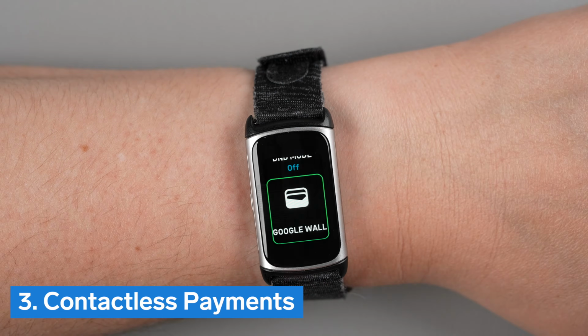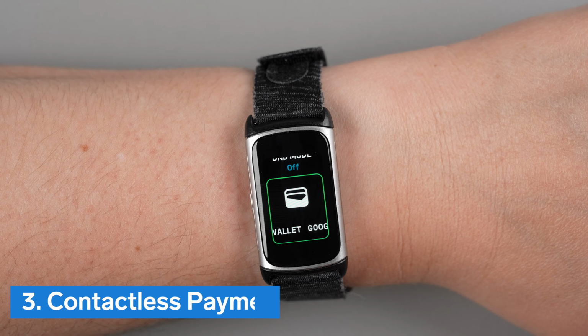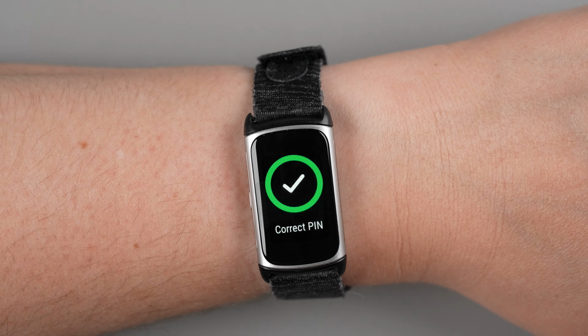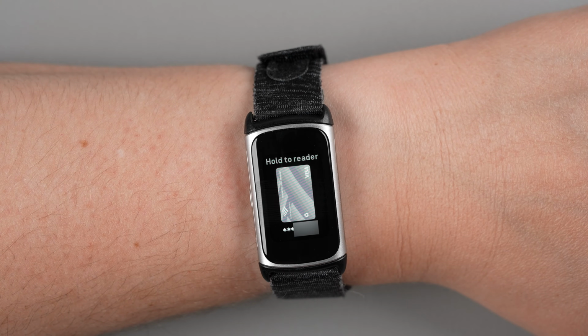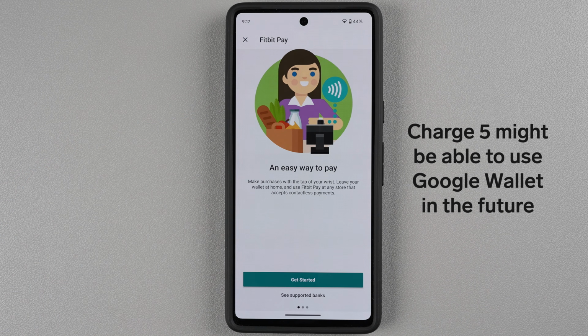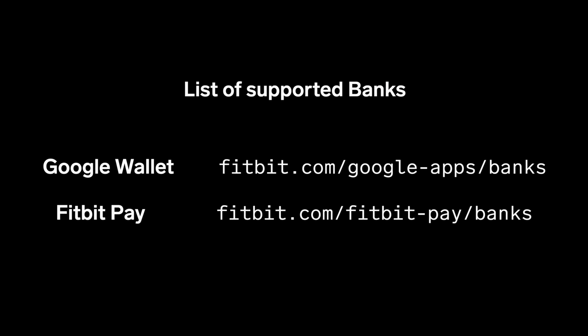Difference number 3, contactless payments. Both Fitbit Charge 6 and Charge 5 have the ability to make contactless payments using the built-in NFC chip. The difference here is that the Charge 5 uses Fitbit Pay, while Charge 6 uses Google Wallet. If you plan to use this feature, I'd highly recommend going to the following links to see if your bank is supported, as Fitbit Pay and Google Wallet support different banks.